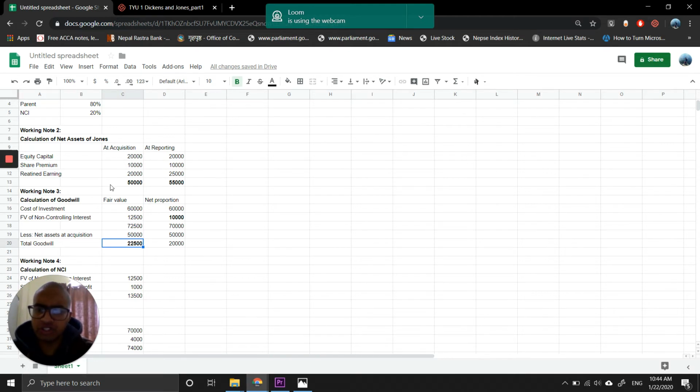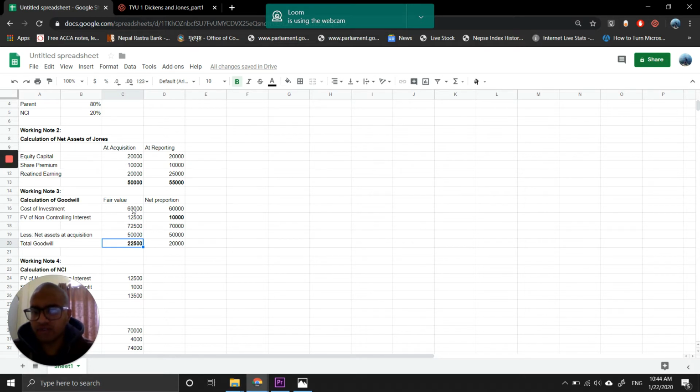So this is your acquisition date net assets, and then at reporting date, this is the change that has happened. So it has increased by 5,000. So that's your post acquisition profit, right? So using this, we will calculate goodwill.